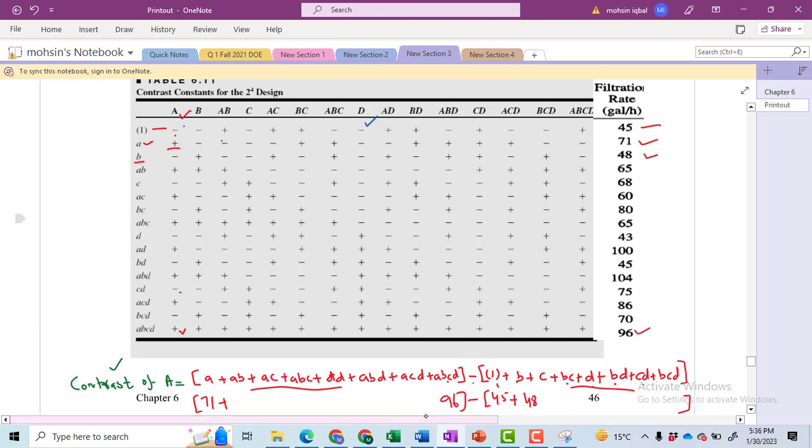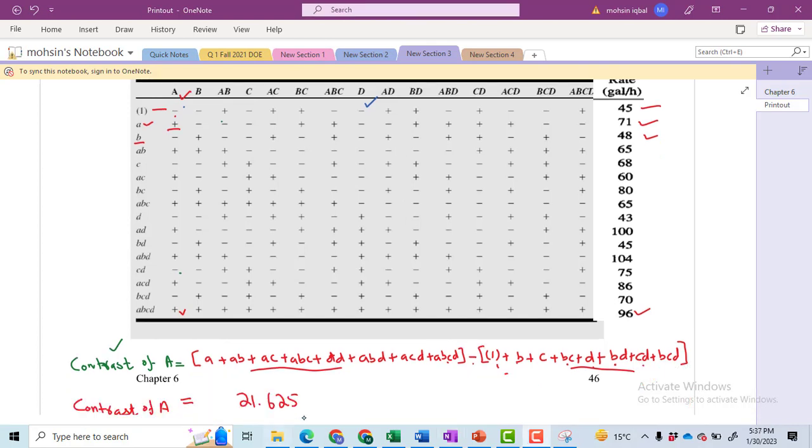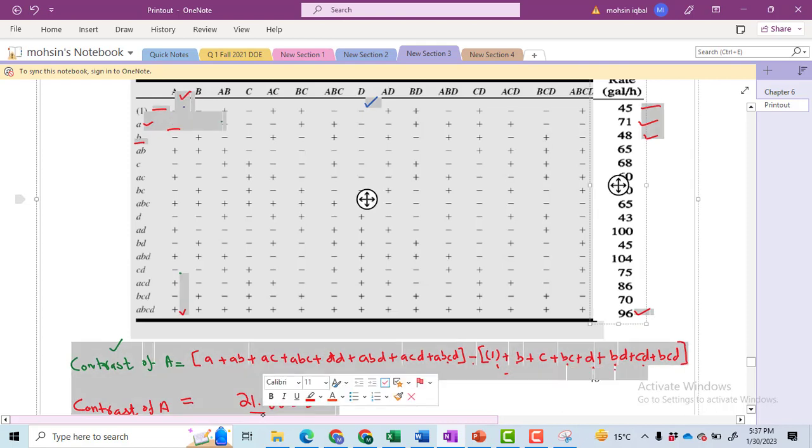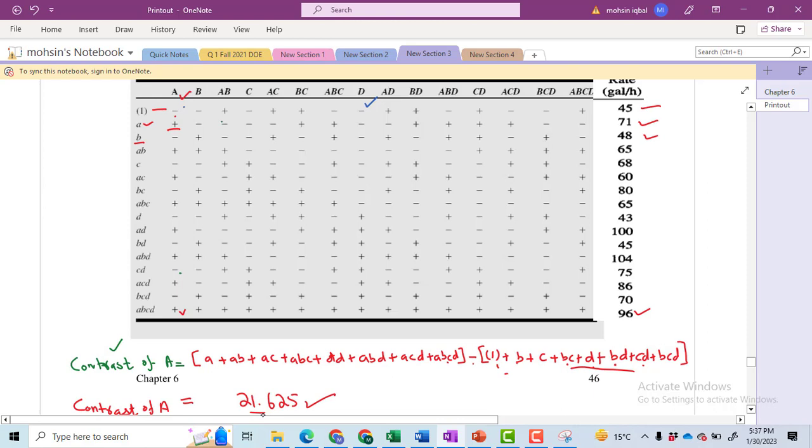After putting all of these values, you will have to calculate by using the calculator, and you will get the contrast of A. After calculating, the contrast of A is equal to 21.625. Now we will use this contrast value for the computation of two things. One of them is the sum of square and the second one is the effect of A. So first of all, I will calculate the effect of A.